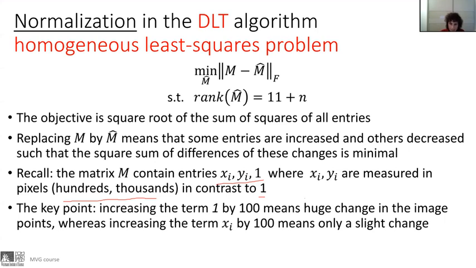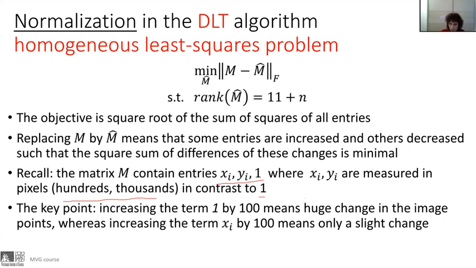This is the reason. Since M has very different scales of numbers, it has a very large condition number, and therefore, when I solve it without normalization, I'm going to get a very bad result. Okay?